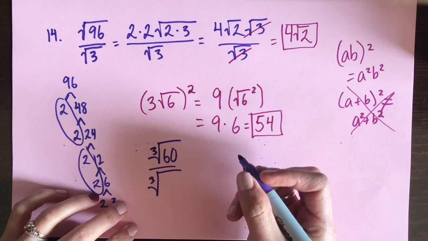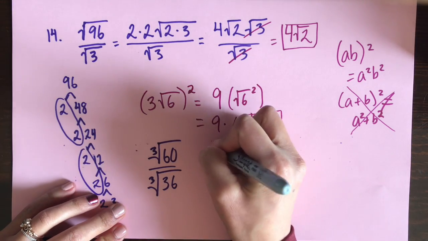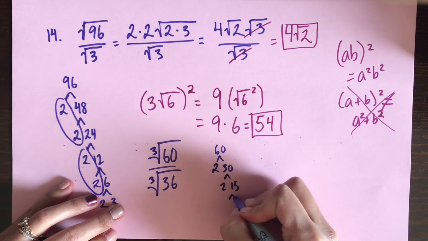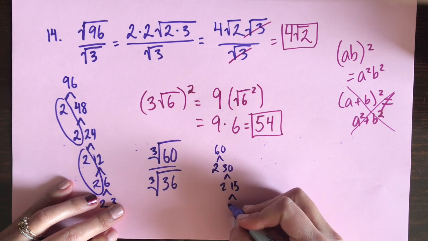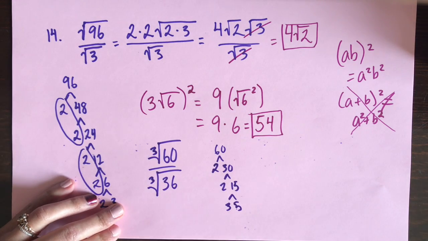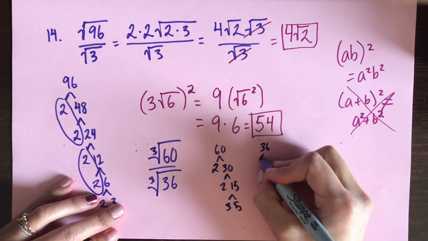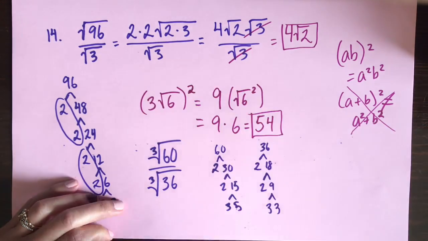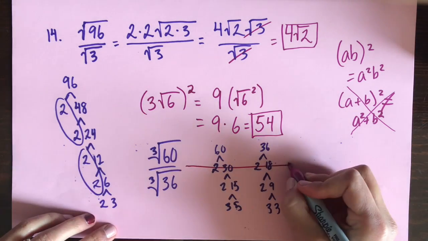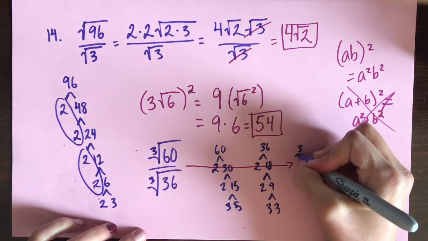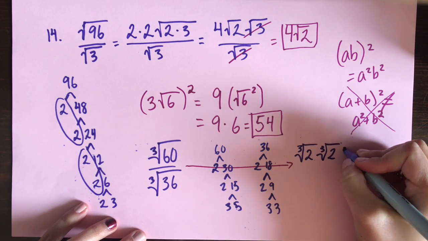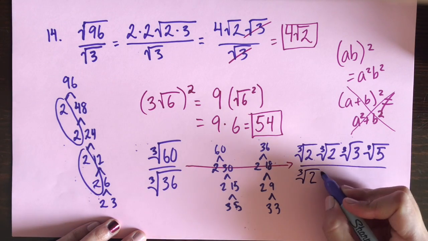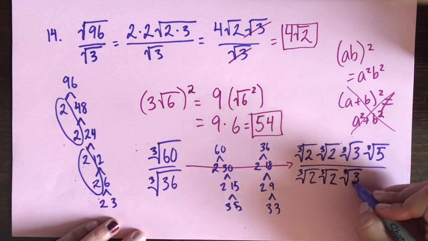Suppose we have the cubic root now. So instead of looking for pairs, I'll be looking for groups of 3. 60 splits up into 2 and 30, 2 and 15, and 3 and 5. And on the bottom, 36 is going to split up into 2 and 18, 2 and 9, 3 and 3. I don't have any groups of 3, so I can't take anything to the outside of the cubic root. However, I am going to write this as the cubic root of 2 times the cubic root of 2 times the cubic root of 3 times the cubic root of 5. And on the bottom, we have 2, 2, 3, and 3.